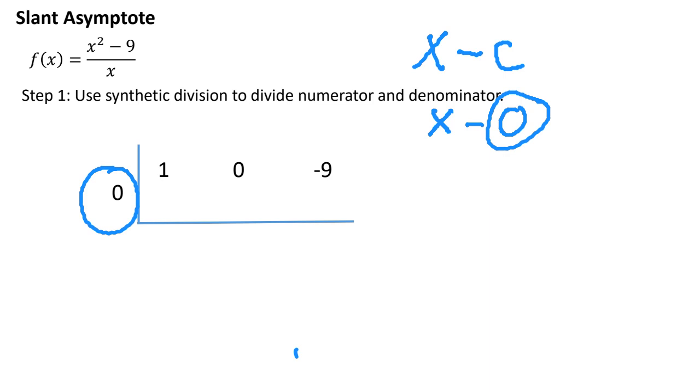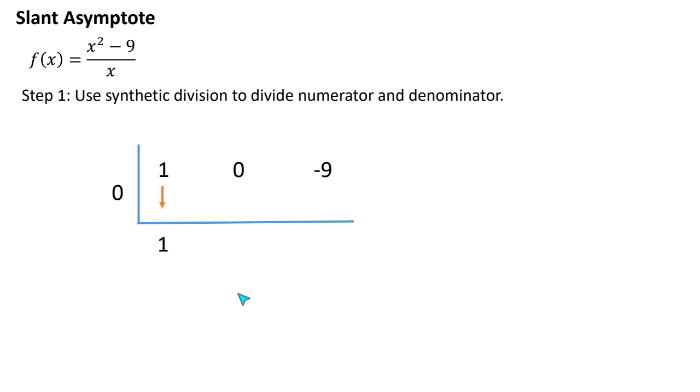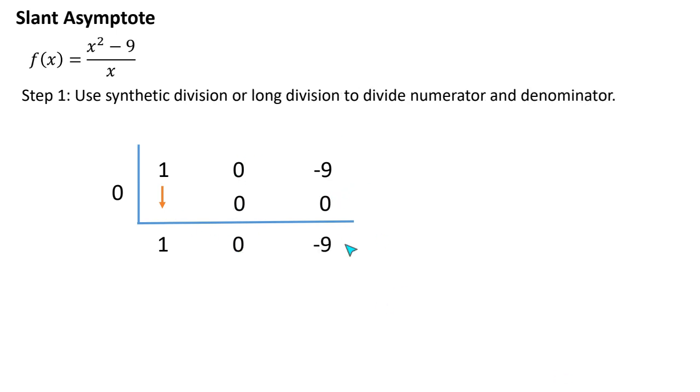Now for the other coefficients, if we look at x squared, the number in front of x squared is 1. So I would have a 1 here. There's no x, so it's 0. And then we have negative 9 for our constant. So we're going to bring down the 1. 0 times 1 is 0. 0 plus 0 is 0. 0 times 0 is 0. And negative 9 plus 0 is negative 9.